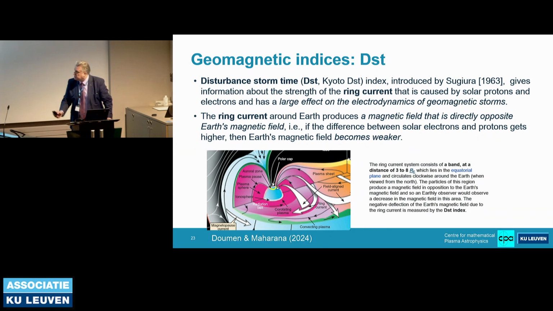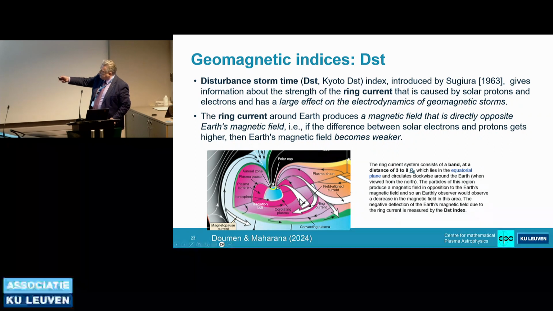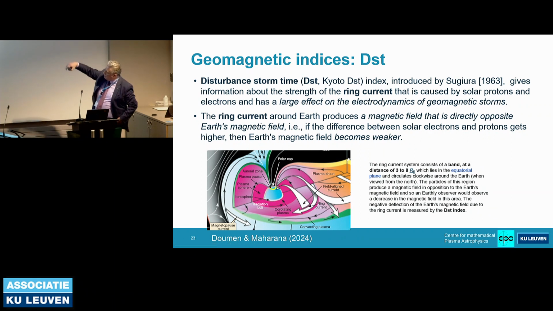The ring current was illustrated in the 3D image that I showed before, so here's the ring current. It is a band at a distance of 3 to 8 Earth radii, lying in the equatorial plane and circulating clockwise, if you look from the north at least. The ring current produces a magnetic field that is directly opposite to the magnetic field of the Earth. So the stronger this ring current is, the weaker the magnetic shield of the Earth.